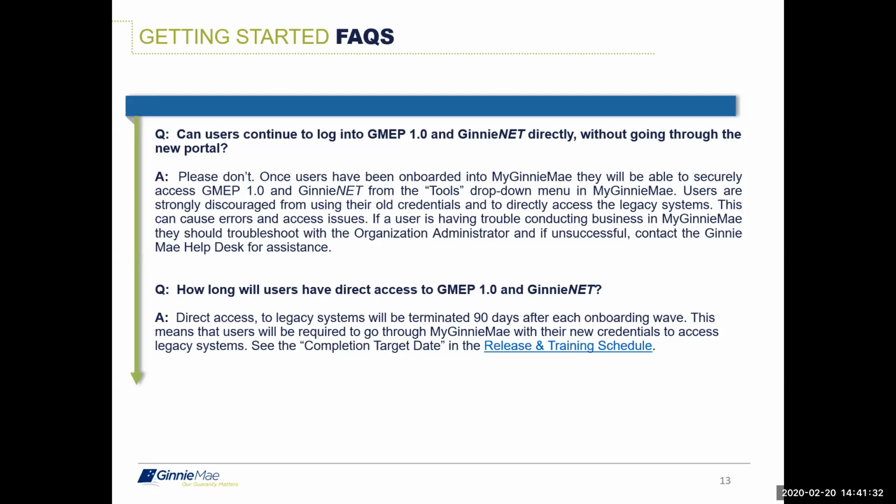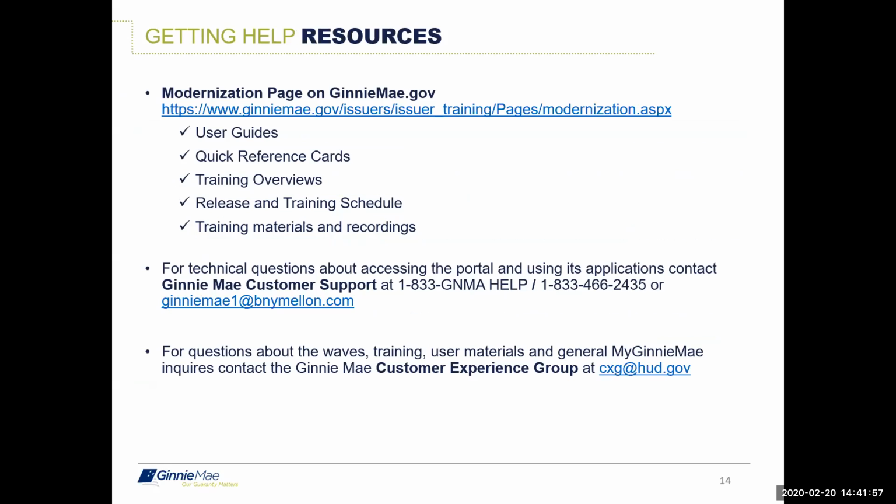But after that point in time, we will be removing that access, and you will not be able to log into those systems directly. You will be required to go through MyGinnieMae. So June 3rd is the date for the organizations that are in Wave 2 to have to use MyGinnieMae exclusively. Okay. Next slide. So here are some resources for you.